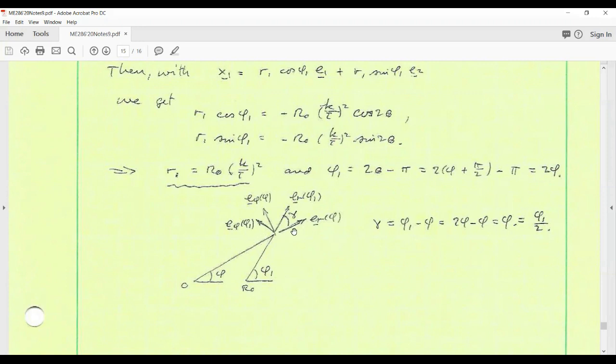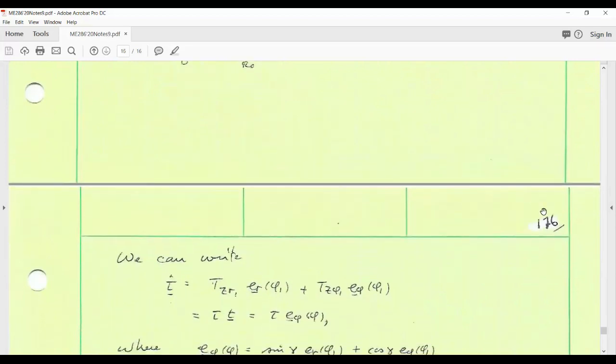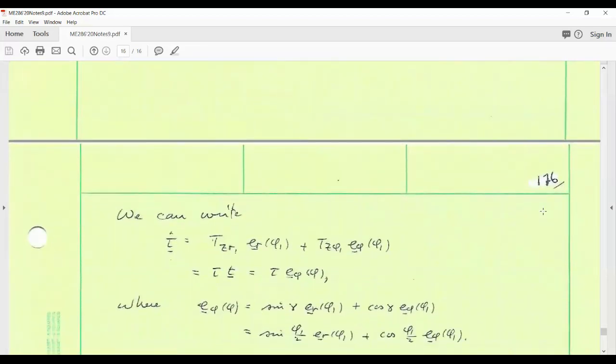So here before we had ER at phi, E theta, E phi at phi. We can look at ER at phi1 now, that's this vector, and E phi at phi1. In between them will be an angle gamma, which is the difference between phi1 and phi, which is just phi itself, which is phi1 over 2, okay? Having that, we can write our stress vector in terms of components in the new basis, ER at phi1 and E phi at phi1.